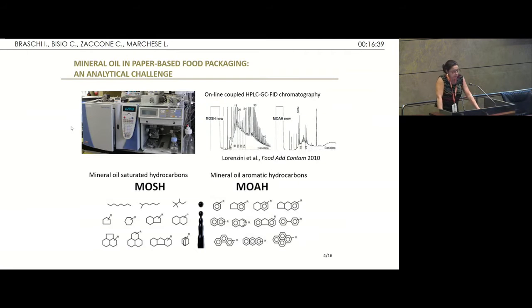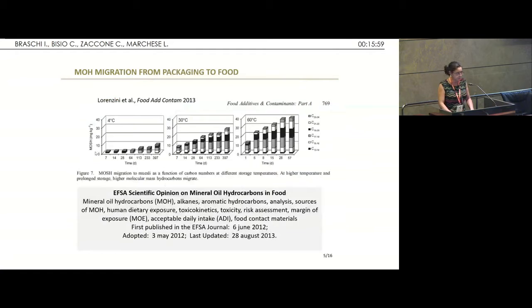So one of the health problems related to the mineral oil is due to the mineral oil aromatic component, which is considered possibly carcinogenic. The reason why EFSA uses this adjective, possibly carcinogenic, is because it is quite difficult to define the toxicity of a mixture of molecules. So the first problem related to mineral oil in foodstuff and in the packaging was the analytical definition, the analytical method.